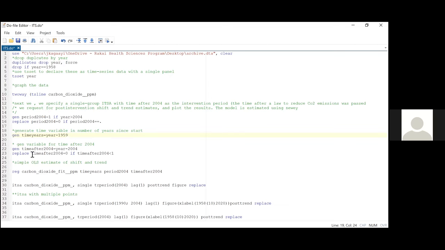And we'll replace that with zero if the time variable is actually less than 2004. So if the time is less than 2004, that is 0, 0, 0. But after 2004, it starts to take on values. And so if we just run a simple regression, regress carbon dioxide on time years, period, and time after 2004, we can get a quick regression that could tell us what the effects are over time.